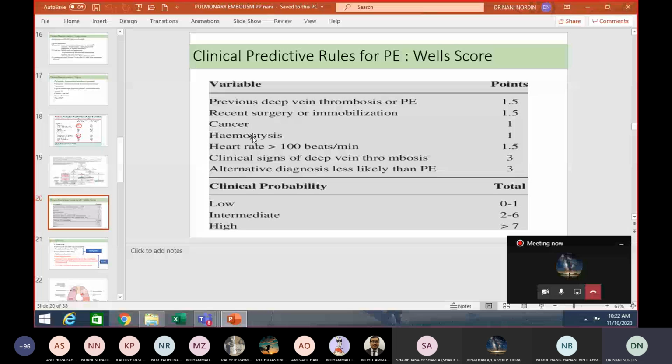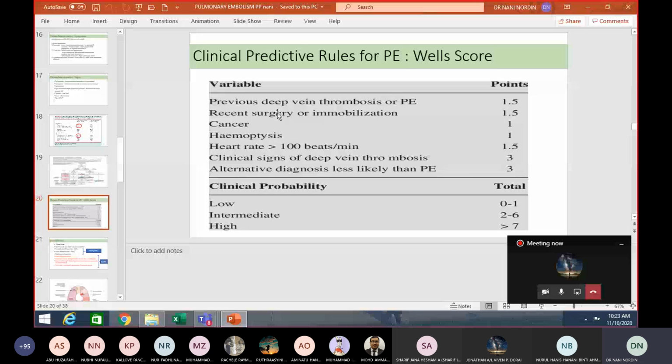There is a score that has been developed, called the Wells score, that is used in the ward to see how likely it is that this patient has PE. Actually there are two versions. I'm not quite sure whether this is the modified one or not, but this doesn't really matter because you will deal with it more in your clinical years. I just want to show the variables used in the Wells score.